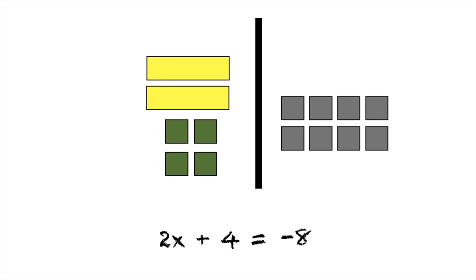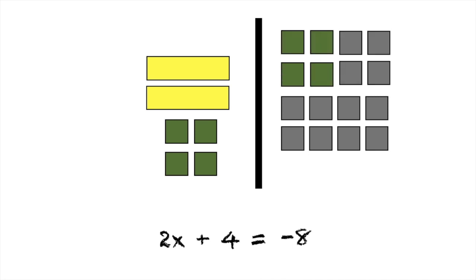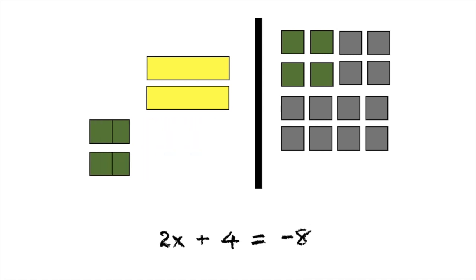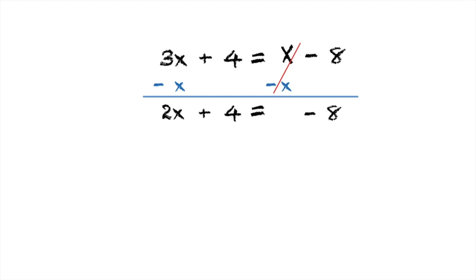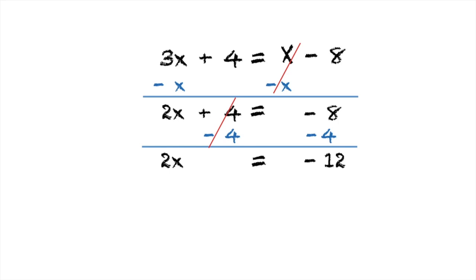Now what else can we do? We need to isolate our x pieces. We can take away 4 units from our left by having 0 pairs in our right. So that's minus 4 and then minus 4. Let's write that down. So we have minus 4, that gives us 2x is equal to negative 12.